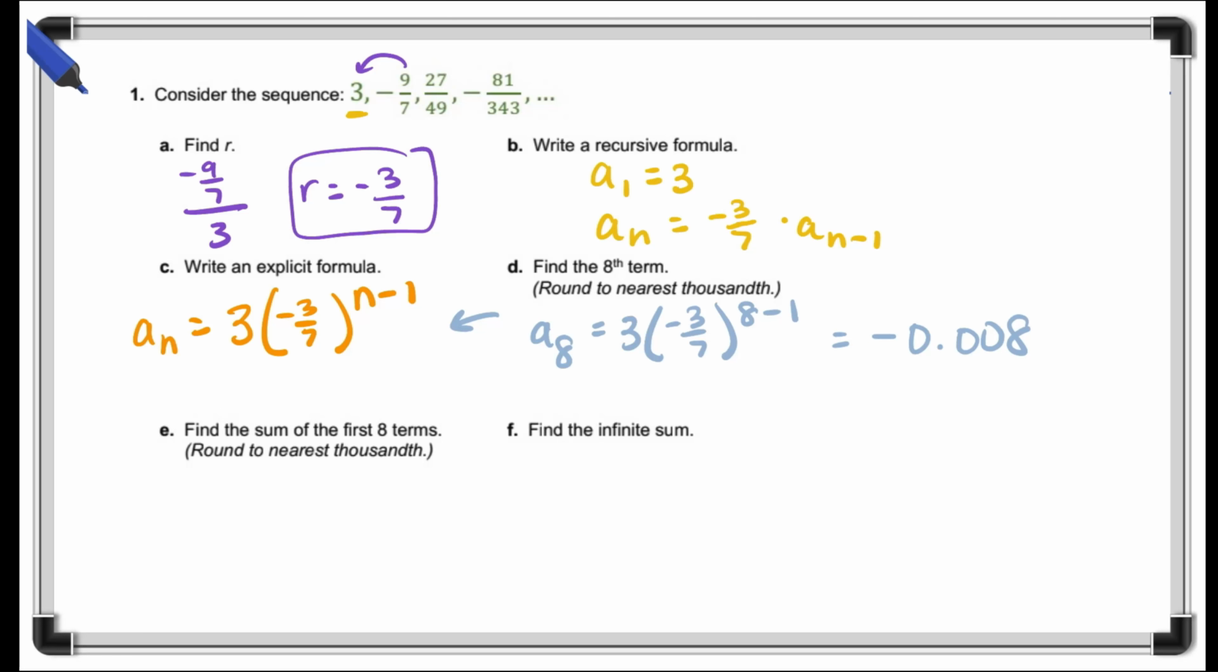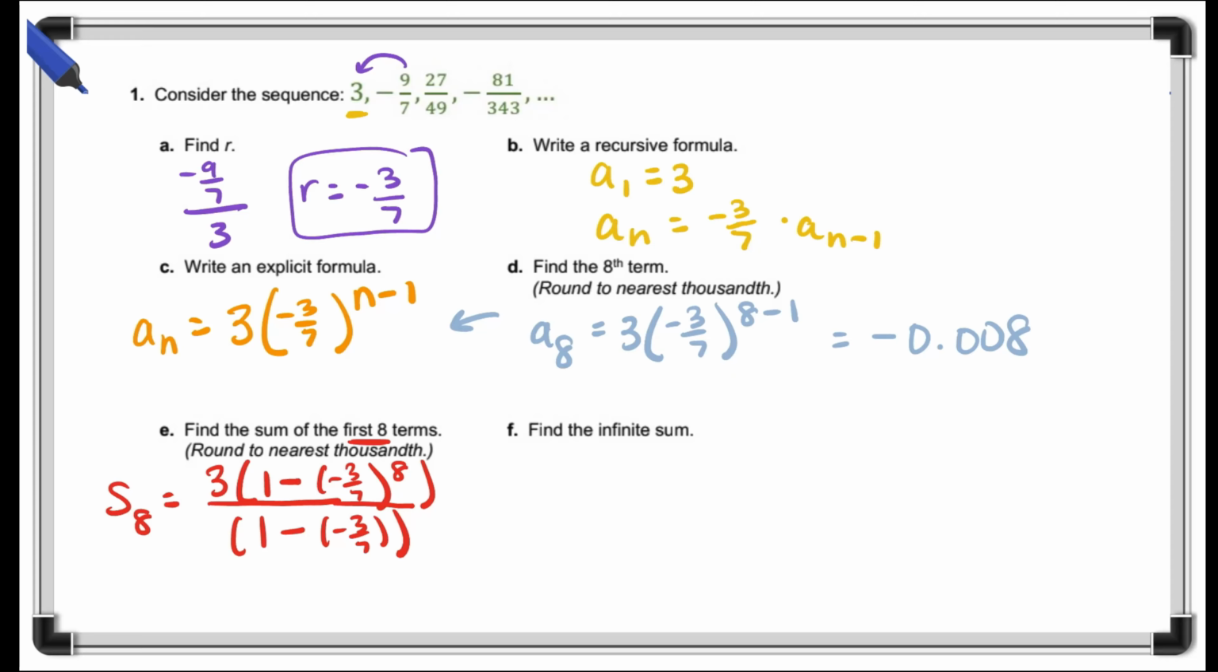Now we're going to find the sum of our first 8 terms, so you're actually going to use the sum of a finite geometric series. So we're going to do s sub 8, and we're going to do our formula here. You have a sub 1, which we know is 3, times parentheses 1 minus your r value, so that's negative 3 over 7, raised to the n power, so only that gets raised to the 8th. And then in the denominator is 1 minus negative 3 over 7.